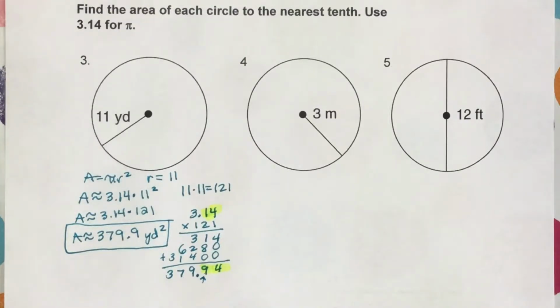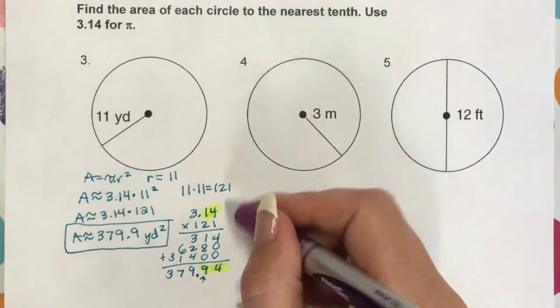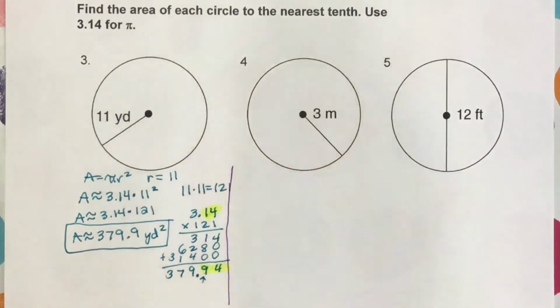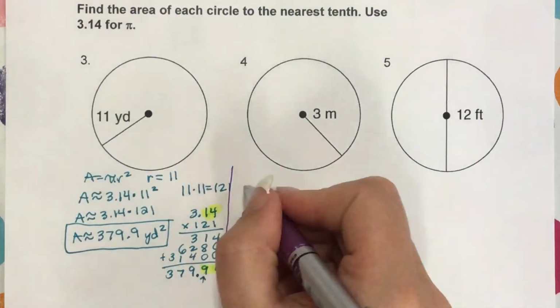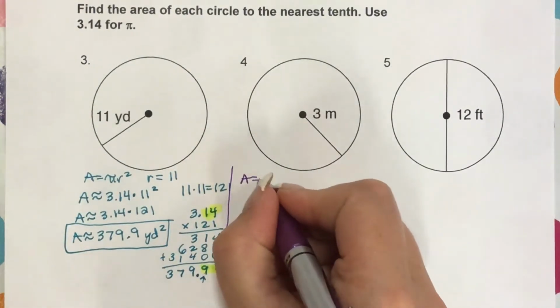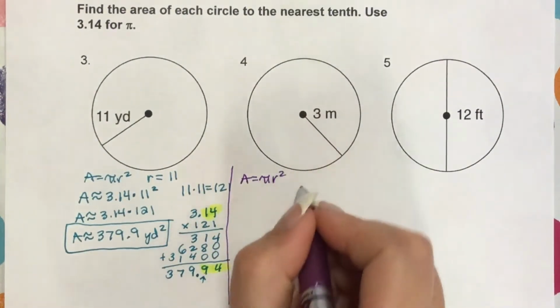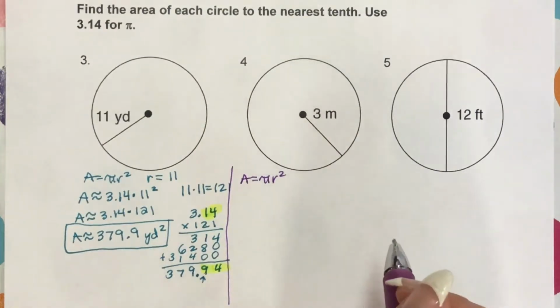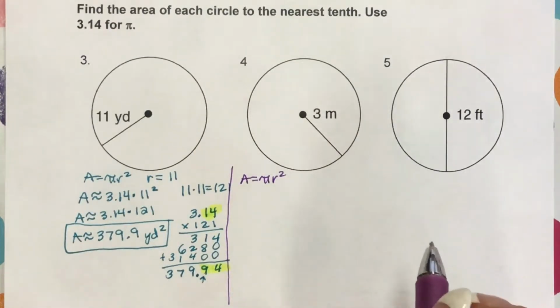So if you have all of that information, awesome job. Okay, let's go on to problem 4. We are finding the area, so I'm going to go ahead and write that formula. Area equals pi r squared. You just need to memorize it. Area equals pi r squared.